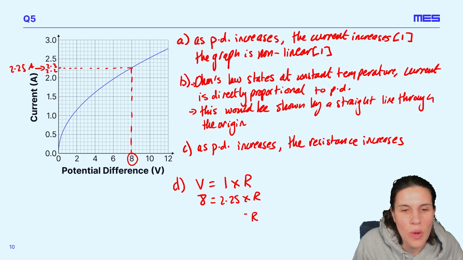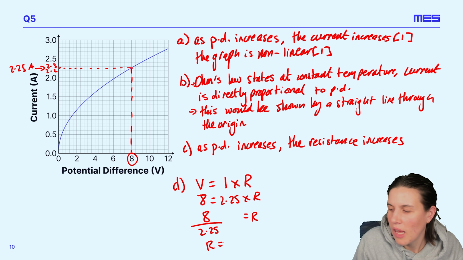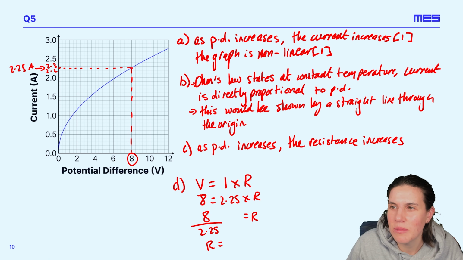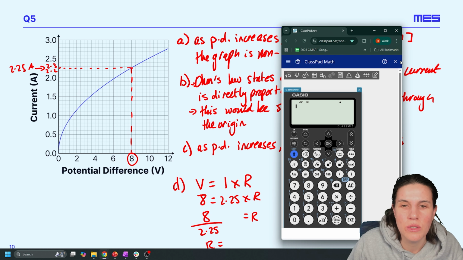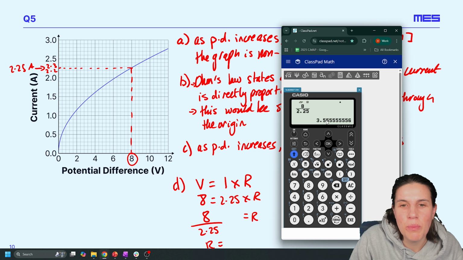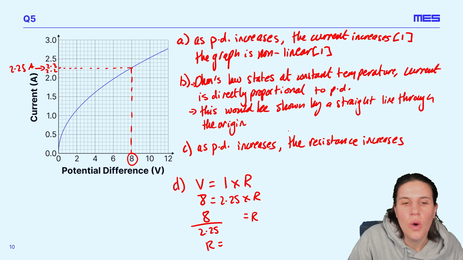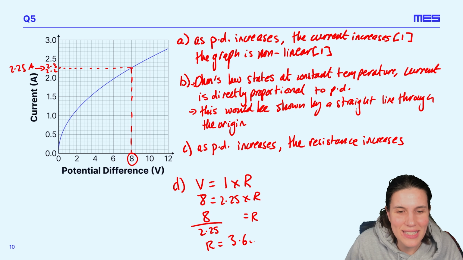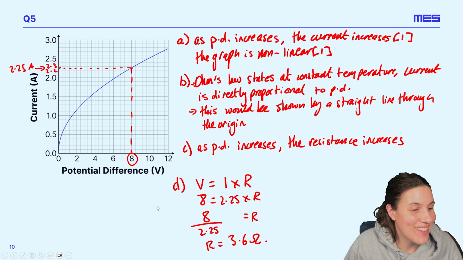So I'm going to rearrange this equation. I'm going to divide both sides by 2.25, and then I'm going to pop the numbers into my calculator, because I definitely can't do those ones in my head. So I'm going to do 8 divided by 2.25, which gives me an answer of 3.55555, or 3.6 ohms. And there we go.